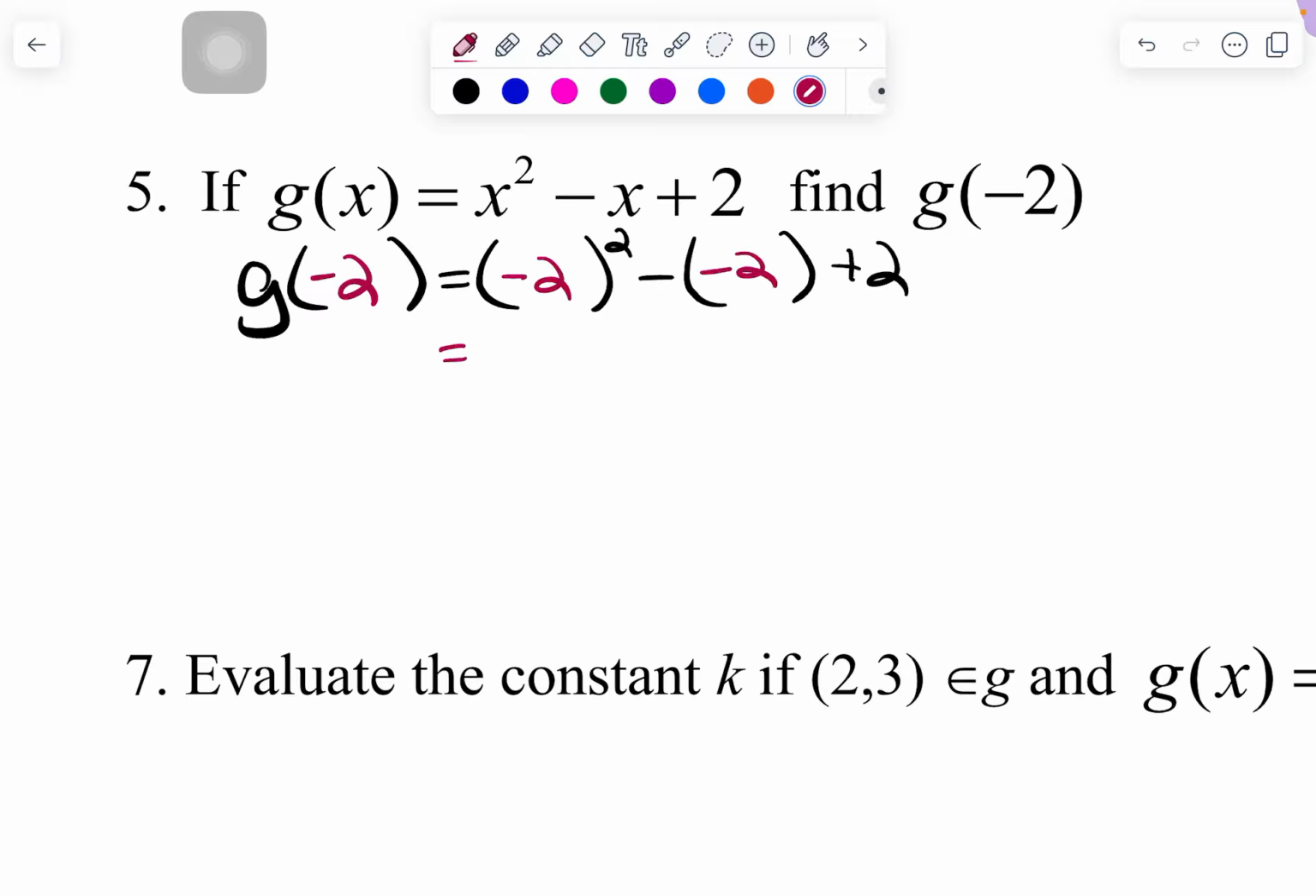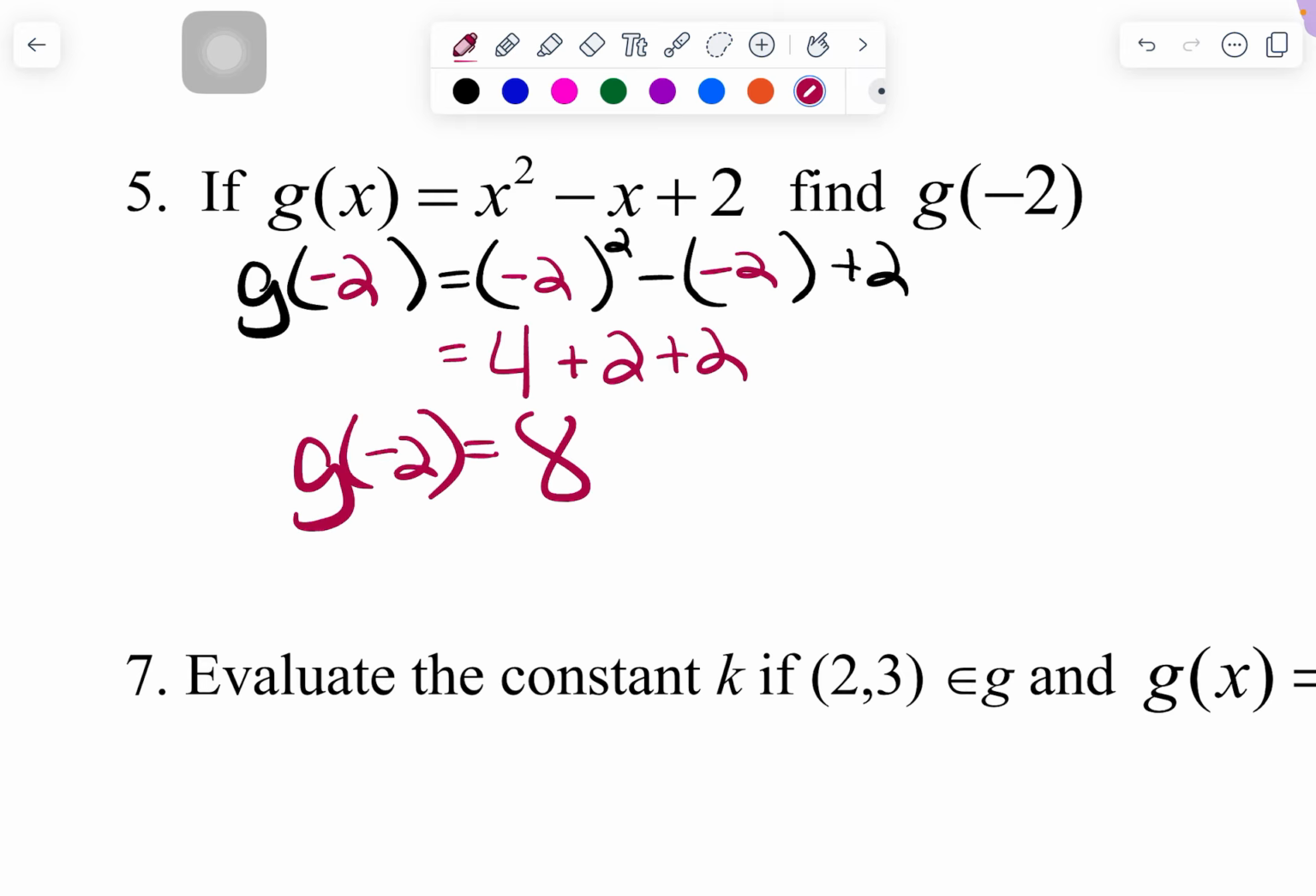So let's see. Negative 2 squared is going to be 4. A minus negative 2 is going to be plus 2, plus 2. So let's see, 4 plus 2 is 6. 6 plus 2 makes 8. So g of negative 2 is equal to 8. All right, question number 5 is done.